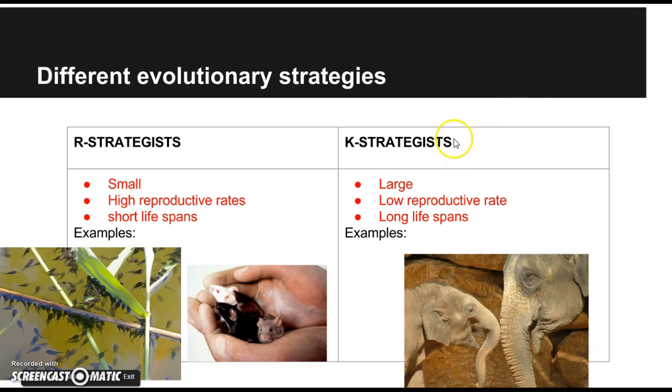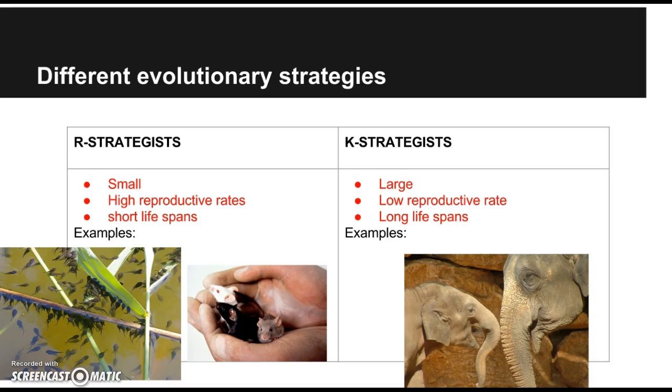The K strategists, however, are typically very large and have a low reproductive rate. That means they don't typically have very many babies in their lifetime. They also have a pretty long lifespan. An example of this would be like an elephant, where it has its 2-year gestational period in order to be able to have its baby, and it's not going to have very many babies in its lifetime.